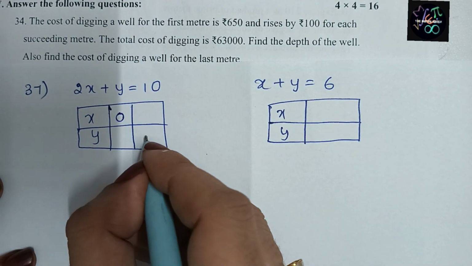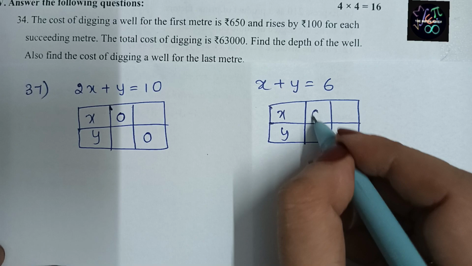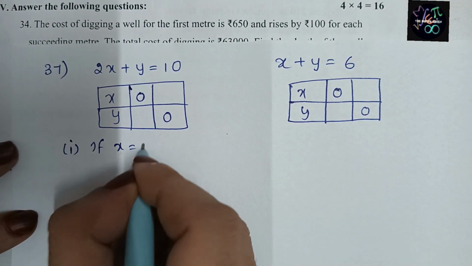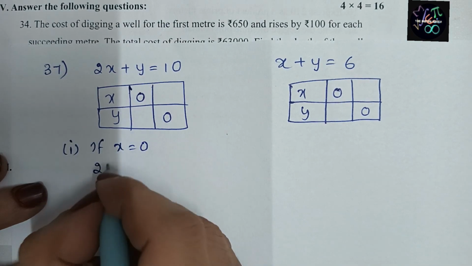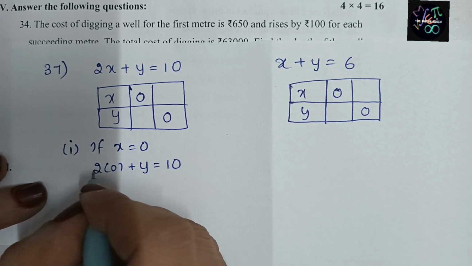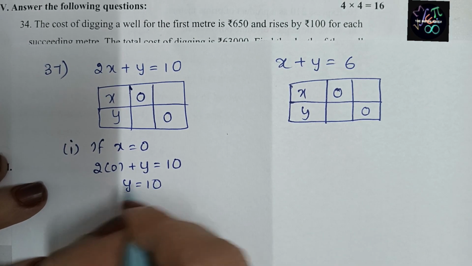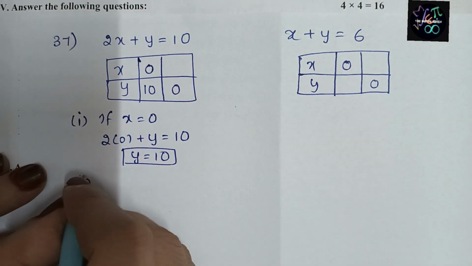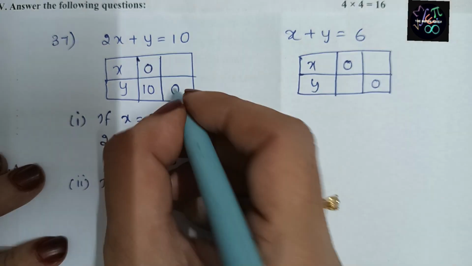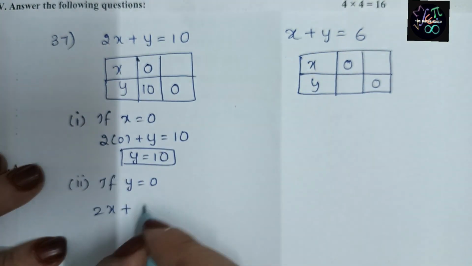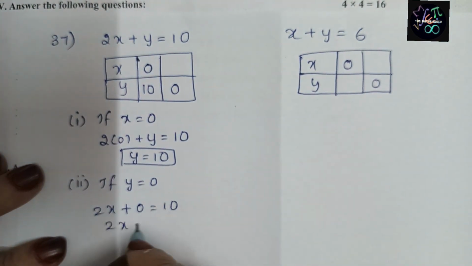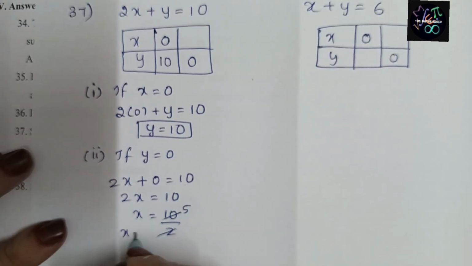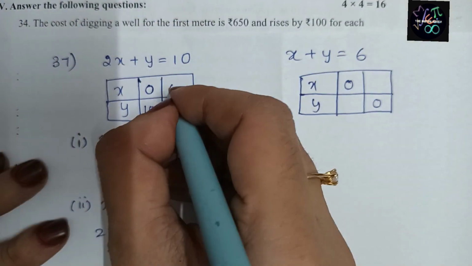Here we will consider the x value 0, and the y value 0, the same thing here also. First let us solve this. If x is equal to 0, let us put it in equation 2 into 0 plus y is equal to 10. So 2 zeros are 0, y is equal to 10. If x is 0, what we got? y is 10. Let us see second, if y is equal to 0, 2x plus 0 is equal to 10. 2x is equal to 10 and x is equal to 10 by 2. 2 ones are 2, 5 twos are 10. So we got x is equal to 5. When y is equal to 0, x is equal to 5.